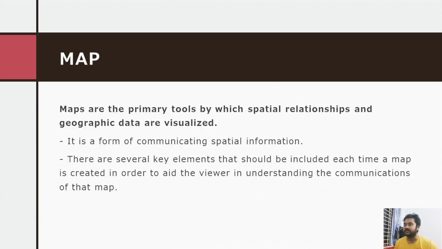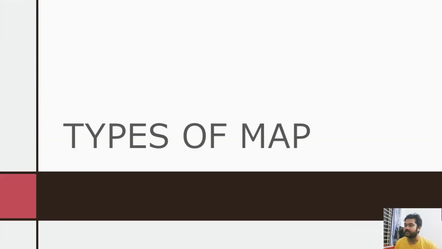Let's see what is a map. Maps are primary tools by which spatial relationships and geometric data are visualized. It is a form of communication. There are many different types of maps. Some of them are more used and others are less used. Let's see some of the map types with their examples.